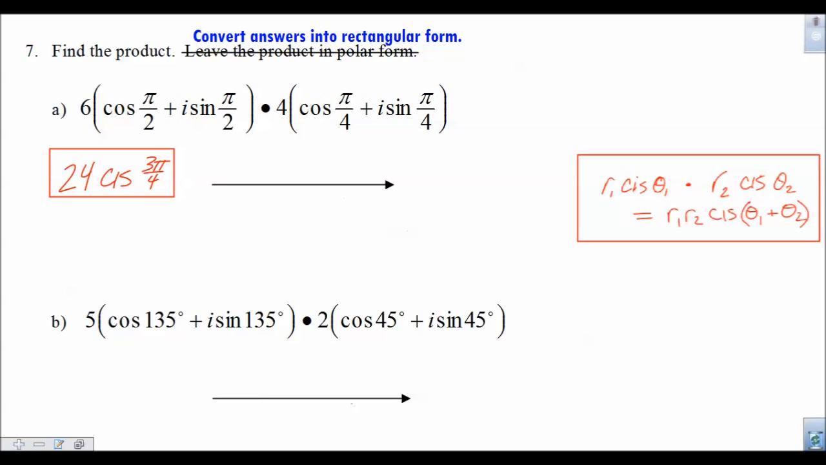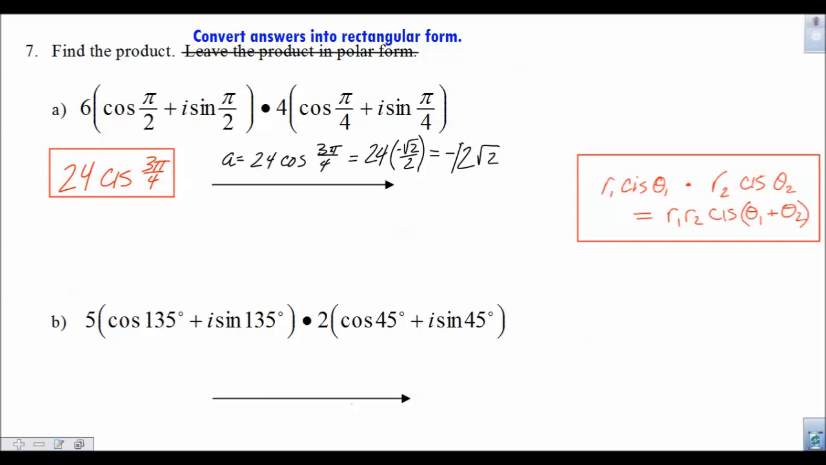So we're going to take our r, 24, multiply it by the cosine of 3 pi over 4, and that will give us our a value. Realize that the cosine of 3 pi over 4 would be negative square root 2 over 2. We can reduce that with the 24 to give us negative 12 square root of 2.